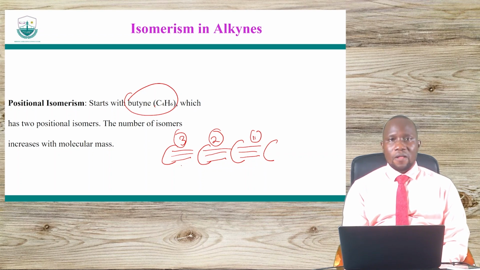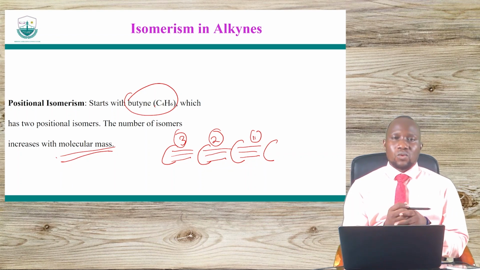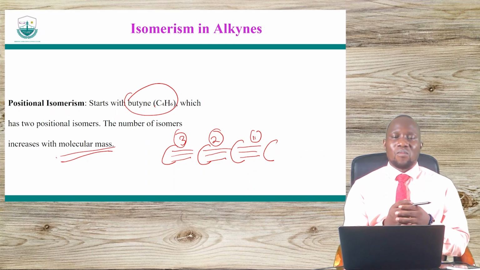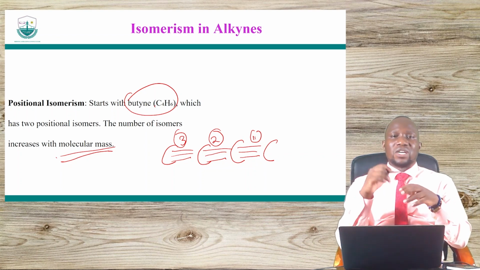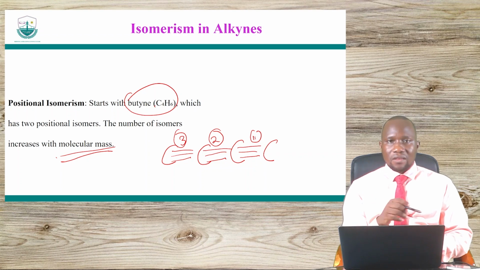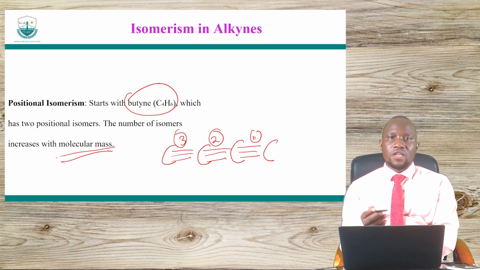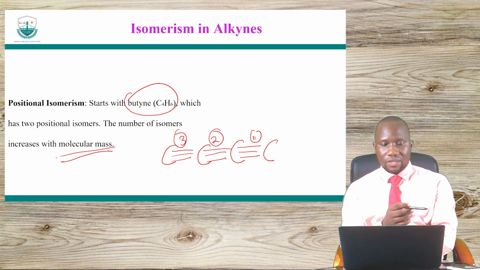Okay? So the more carbon atoms you have, definitely you have increasing molecular mass because of that. But the longer the chain, the more likely you will have different varieties. You have more options to place the triple bond, and even the arrangement of other groups that can be branching from the main chain. So isomerism in alkynes can be positional or branching isomerism.